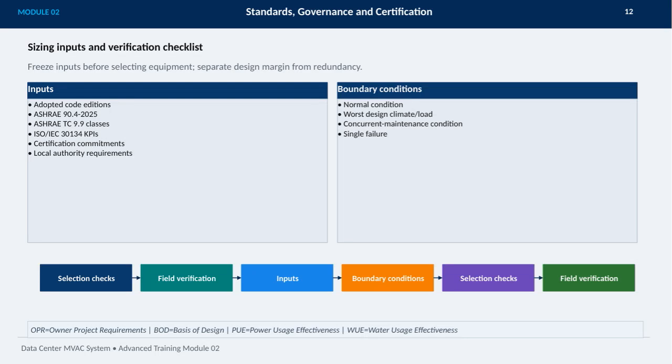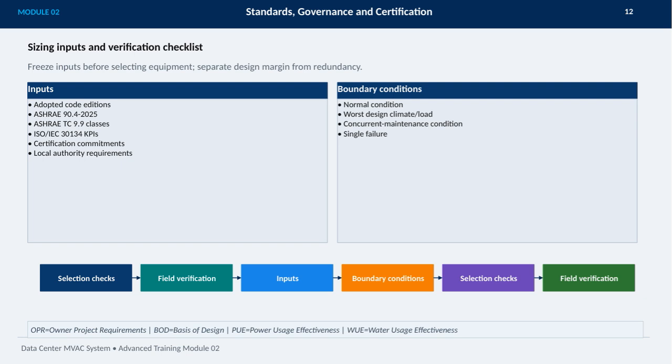In this module, we're focusing on the critical aspects of standards, governance, and certification for data center MVAC systems. One key point is to freeze all sizing inputs before selecting equipment, which ensures accuracy and prevents costly errors later. It's also important to separate design margin from redundancy to clearly understand your system's reliability. We consider several essential inputs like adopted code editions, including ASHRAE 90.4-2025, ASHRAE TC 9.9 classes, ISO/IEC 30134 KPIs, and certification commitments, along with any local authority requirements.